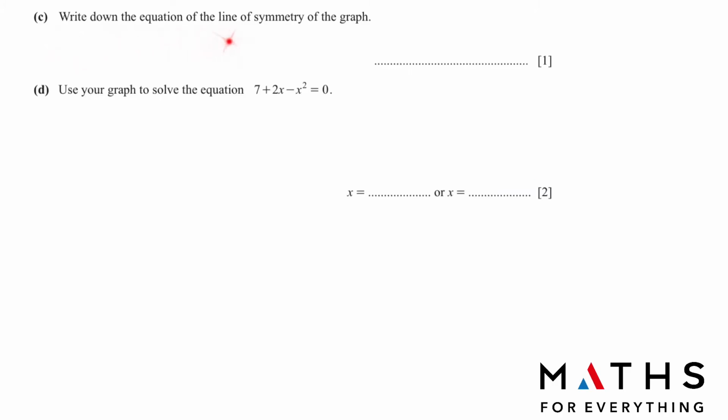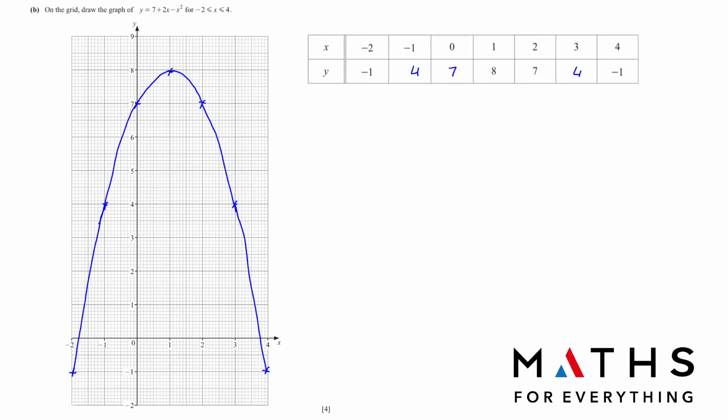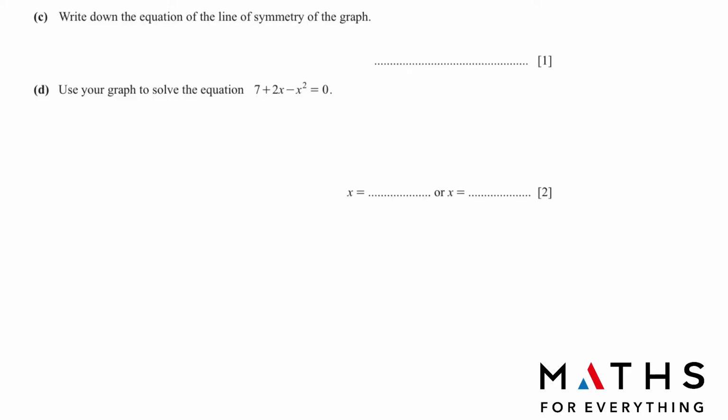Part C, write down the equation of the line of symmetry of the graph. Line of symmetry is it cuts the graph into 2 equal parts. You can see that wherever your peak is there, your minimum or maximum value, draw a straight line there. So that is your line of symmetry, when x is equal to 1.